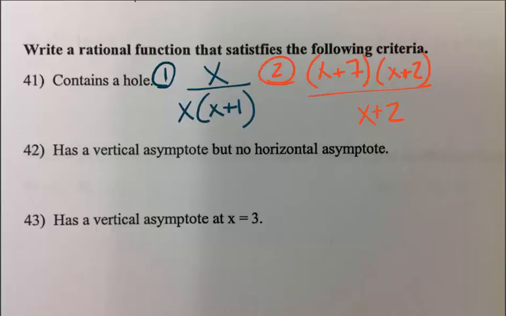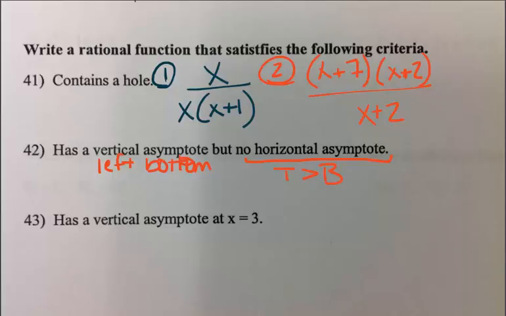42, something that has a vertical asymptote but no horizontal asymptote. Something that we have to check on. A vertical asymptote, there is something that's left in the bottom. Obviously, there's something that's left in the bottom that's going to give us a problem. But no horizontal asymptote. That means that the degree on top must be greater than the degree on bottom. So the top has to be greater than the bottom. These are some things that we have to check out for.